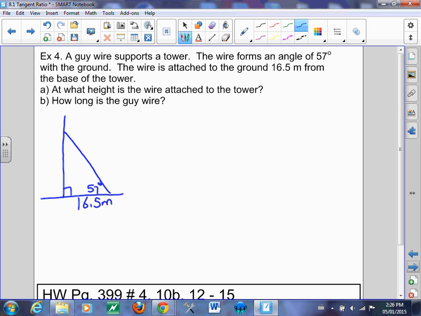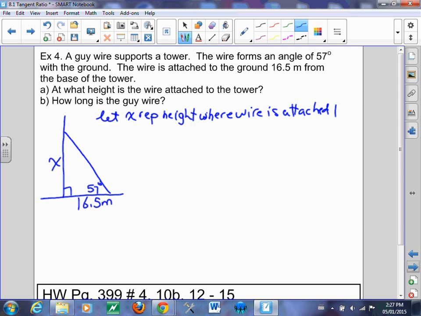Example A says, at what height is the wire attached to the tower? So we're looking for X here. We're going to let X represent height where wire is attached to tower. And so that's for part A.